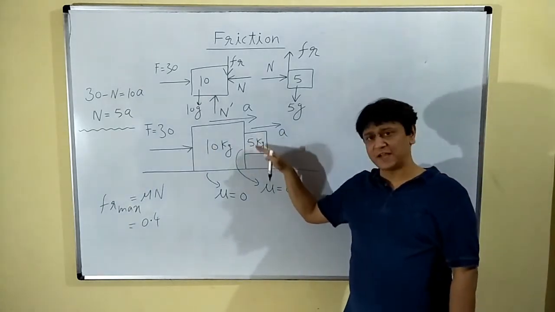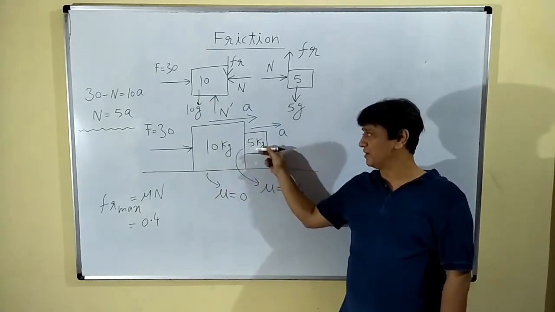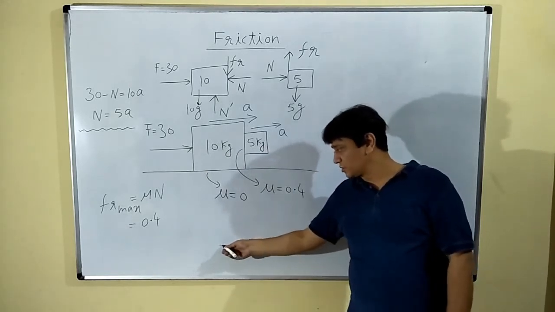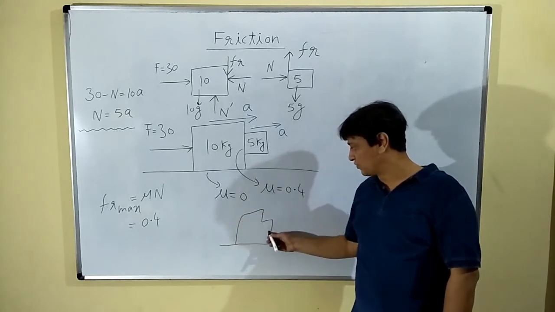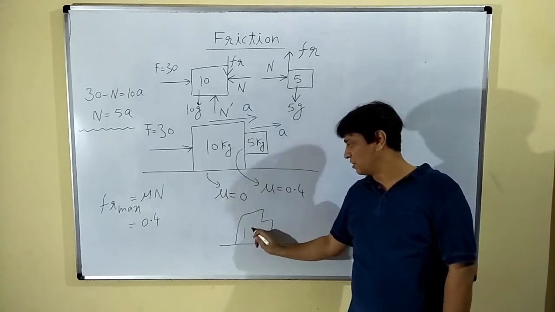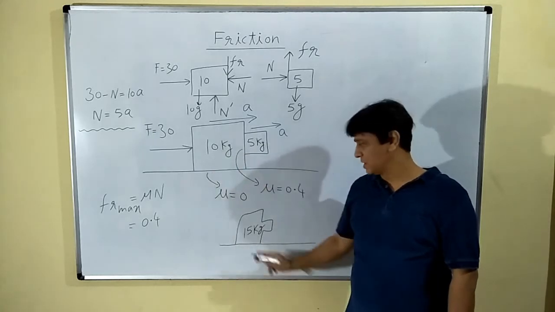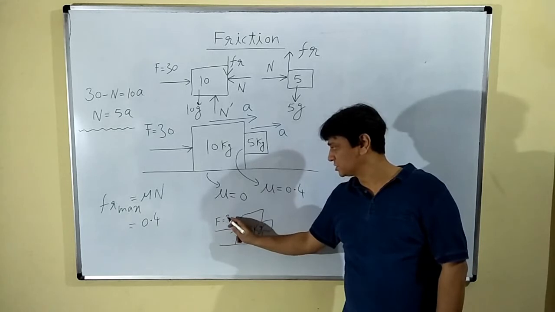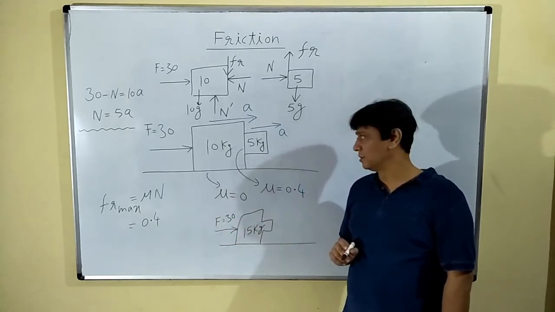Even if the 5 kg block slides down, we know that the horizontal accelerations of the 10 kg and 5 kg blocks are the same. If their horizontal accelerations are the same, then we can use this fact as if this whole thing is a 15 kg block, 10 plus 5, and a force of 30 newtons is pushing this 15 kg block.